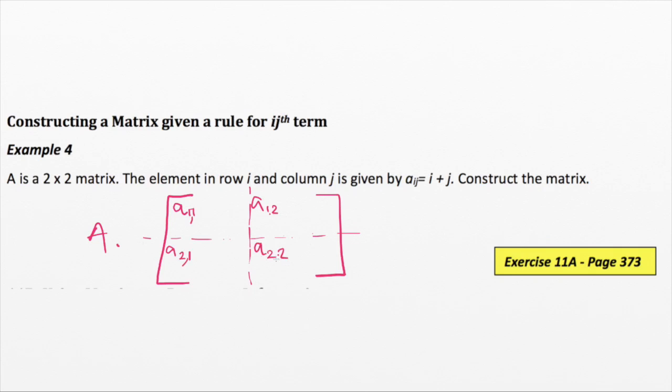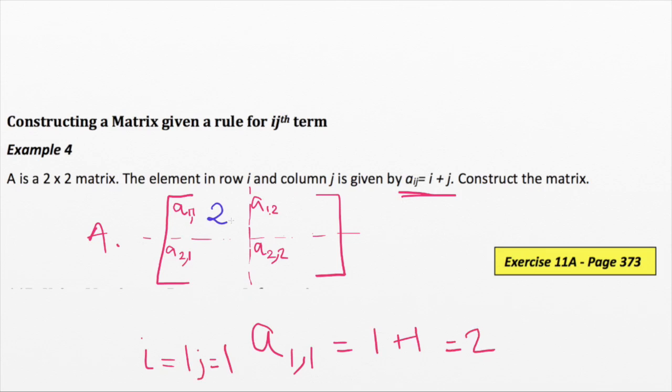Okay, so the element in row I and column J is given by this rule, construct the matrix. So what that's telling me is that element A11 is equal to I plus J. So in this case, I, so that's the number of rows, is 1, and J, which is the number of columns, is 1. So what it's telling me is that the element is going to be 1 plus 1, which is 2. So this element over here, if I write that in, is 2.